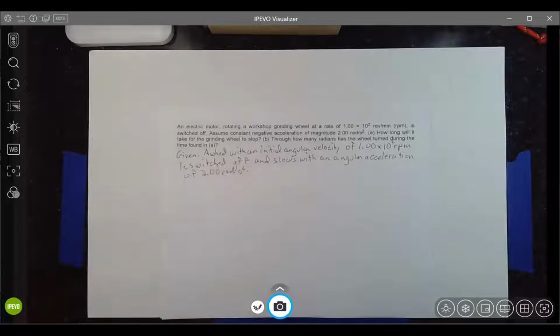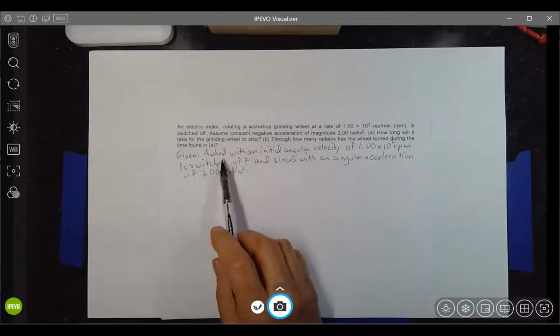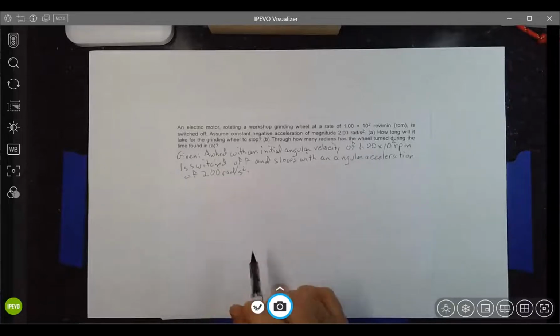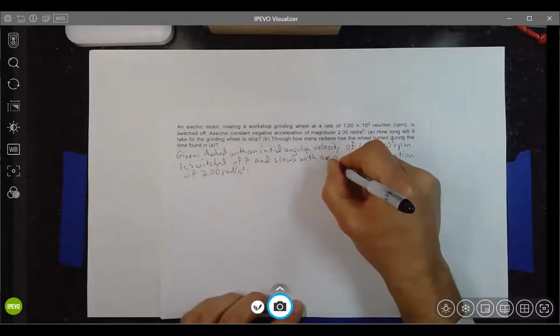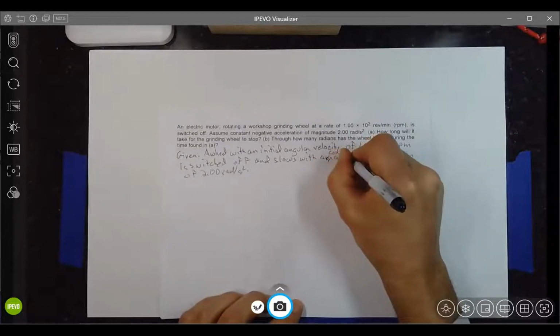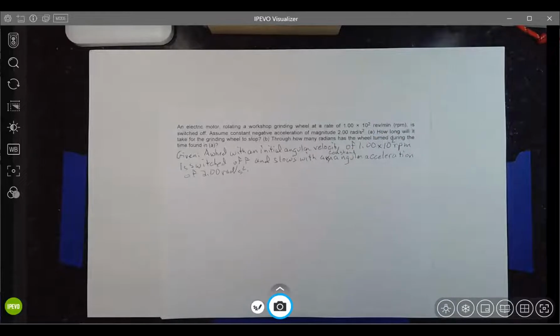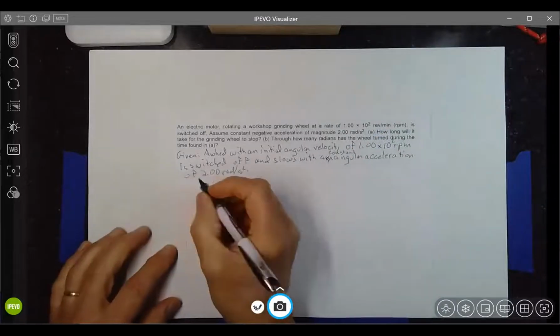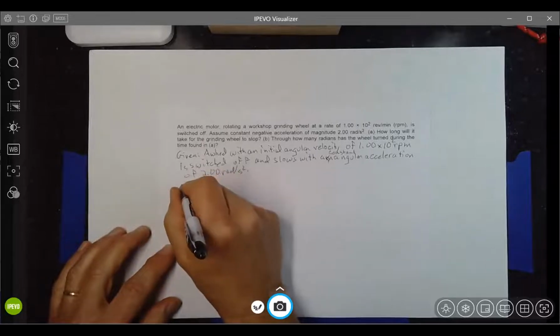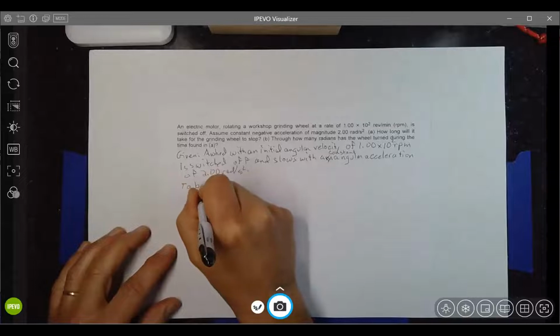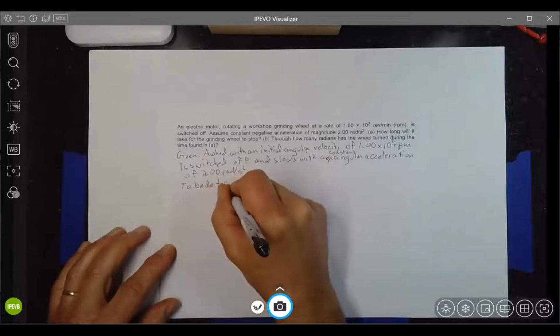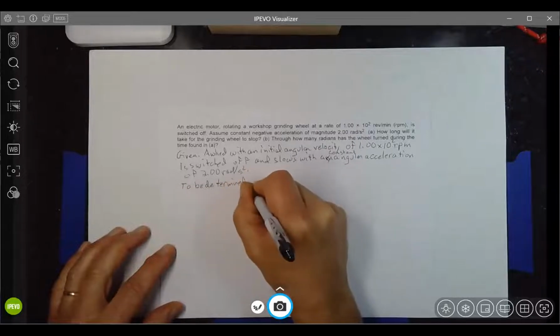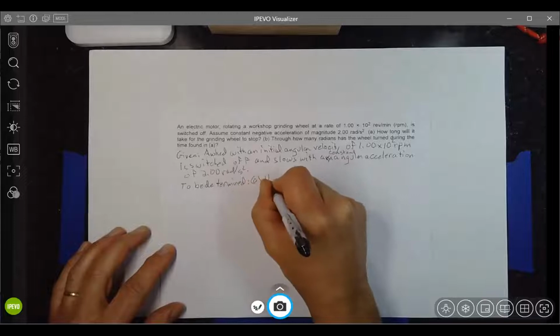Okay, so that's the crucial information. It doesn't matter that it's an electric motor, that it's a workshop grinding wheel or anything else. The crucial information is it's a wheel with an initial angular velocity of that. It's switched off and slows with a constant angular acceleration of 2 radians per second squared. And then B, or the to be determined part, would be for A, how long will it take to stop?